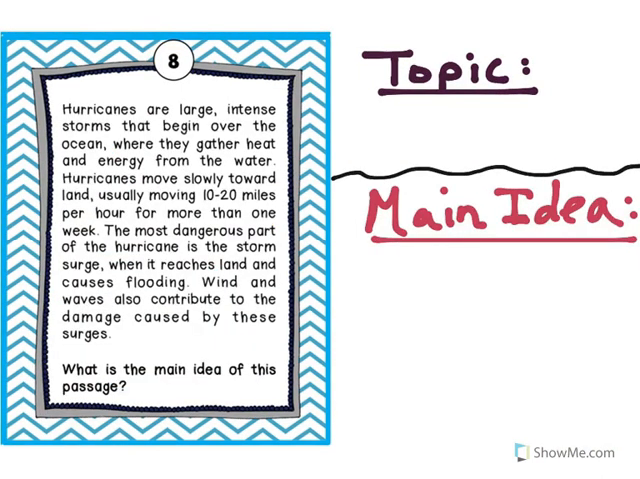So the last thing we're going to read is this passage right here. So let's read it together. Hurricanes are large, intense storms that begin over the ocean, where they gather heat and energy from the water. Hurricanes move slowly toward land, usually moving 10 to 20 miles per hour for more than 1 week. The most dangerous part of the hurricane is the storm surge, when it reaches land and causes flooding. Wind and waves also contribute to the damage caused by these surges.